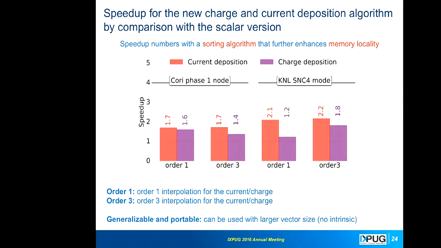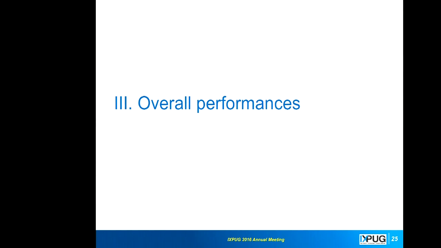In fact, I ran this simulation a few weeks ago, and I was surprised to see that we now have numbers a little bit less than we used to have before. So I need to understand why. Originally, this was giving speedups between 2 and 3, depending on the charge or the current and the order. But we still have speedups here.